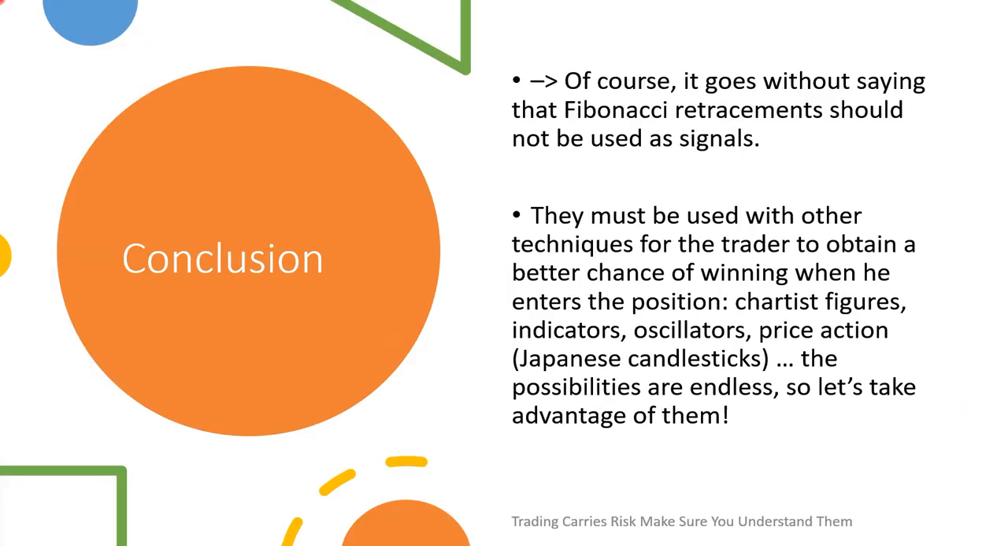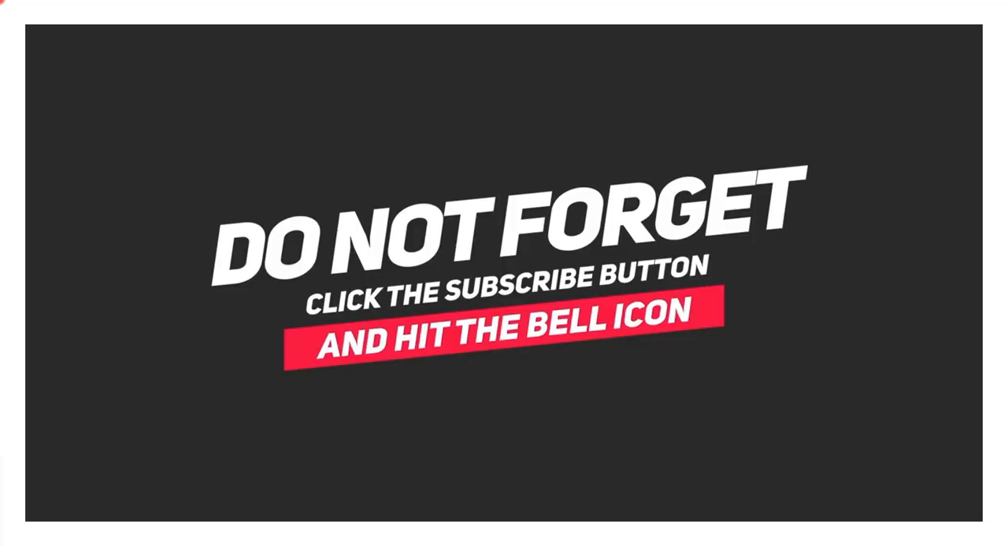So of course it goes without saying that Fibonacci retracements should not be used as signals. They must be used with other techniques for the trader to obtain a better chance of success when he enters a position. Charts, figures, indicators, oscillators, price action, the possibilities are endless. So let's take advantage of them, combine them together, use your Fibs as another filter, another piece of information.